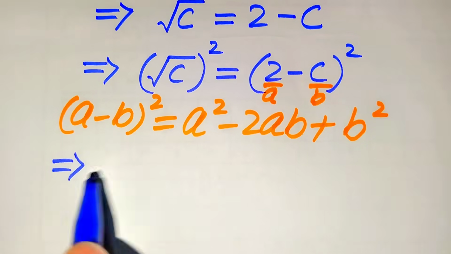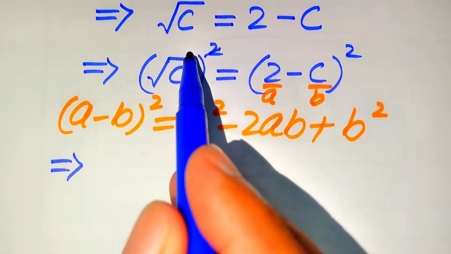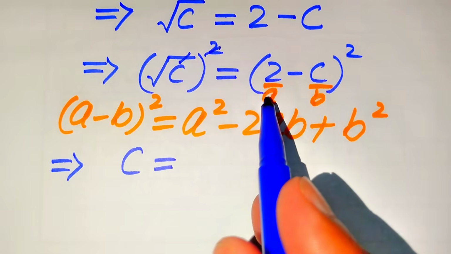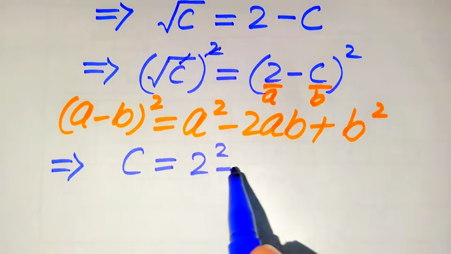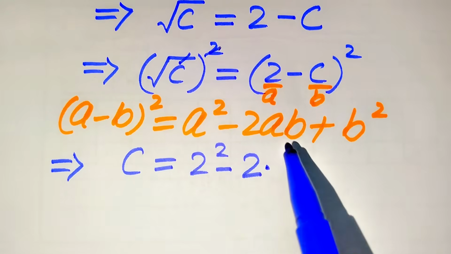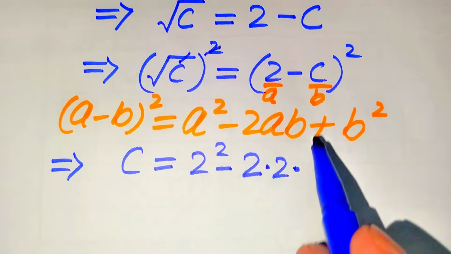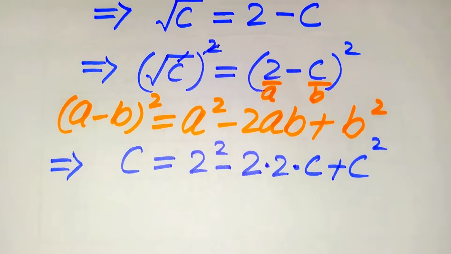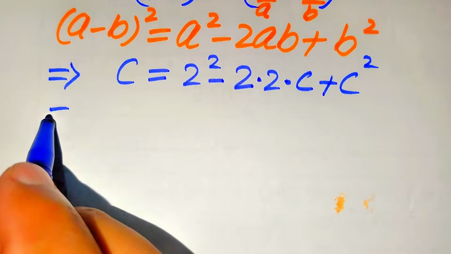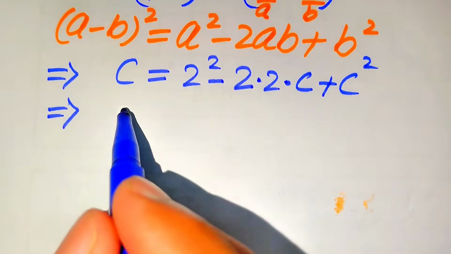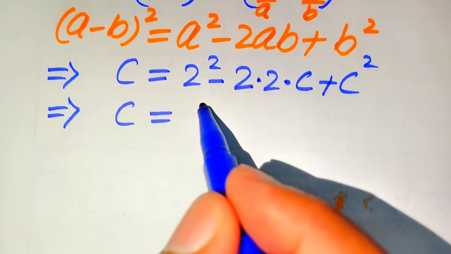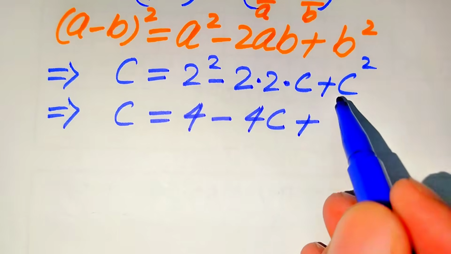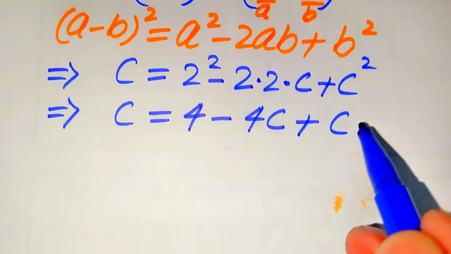So according to this formula we expand the right hand side. First you cancel this term, this becomes c is equal to, here we have a square and our a is 2, it becomes 2 square minus 2 times ab. Here our a is 2 and b is c, plus b square, b square is c square. So further we need a little bit of simplification. Here we add or subtract the like terms: 2 square becomes 4, minus 2 times 2 becomes 4 times c, plus c square.